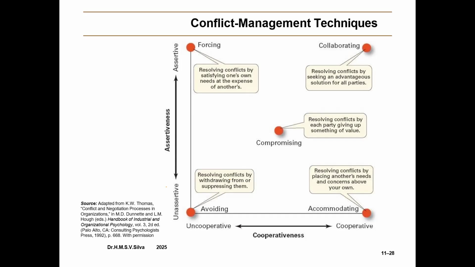Then accommodating means both parties are highly cooperative, but they are not very confident over the issue. Assertiveness is low, but cooperativeness is at a high level for both parties. Then resolving conflict by placing another's need and concern above your own need.